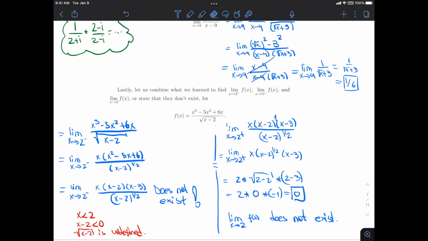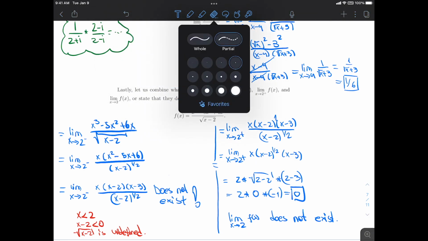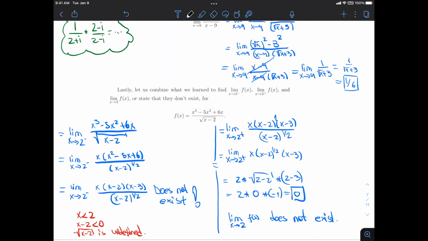Whenever a two-sided limit exists, for it to exist, we need both one-sided limits to exist. That's kind of obvious, right? For the two-sided limit to exist, each one-sided limit needs to exist. And they also have to be equal, but in this case, I don't even need to check that because one of them already does not exist.